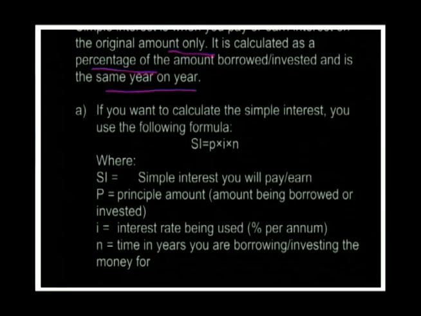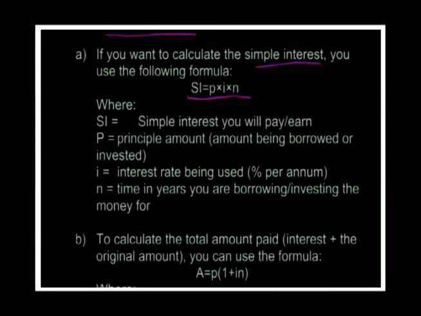There are two different calculations that you can use with simple interest. If you want to calculate the simple interest amount, you use the following formula. That is, your simple interest is equal to your principal amount times the interest rate per annum times the number of years. So SI is the simple interest, P is the principal amount, that's the amount you borrowed or invested, I is the interest rate being used as a percent per annum, and N is the time in years that you borrowed or invested for.